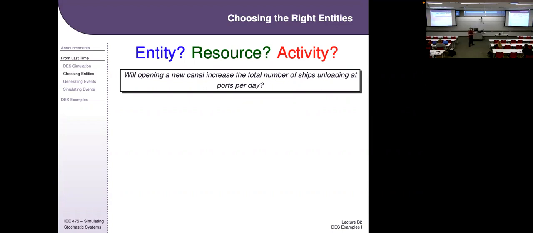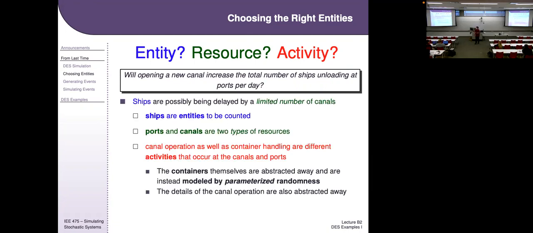Then we can ask, what's being delayed? Well, it sounds like the ships are being delayed. And maybe we don't care about what's loading and unloading from the ships because we're not focusing on that part of it. So I can see that ships are being delayed by a limited number of canals. So ships are my entities, maybe ports, but definitely canals are types of resources. And the canal operation, those are the activities.